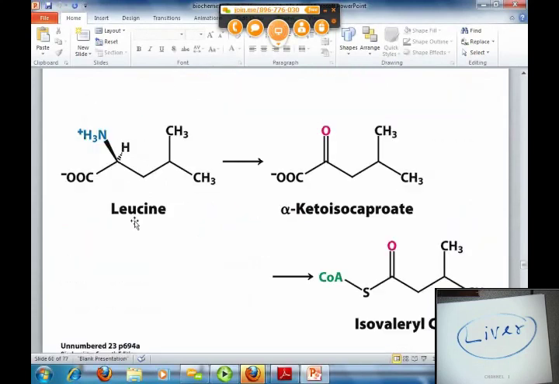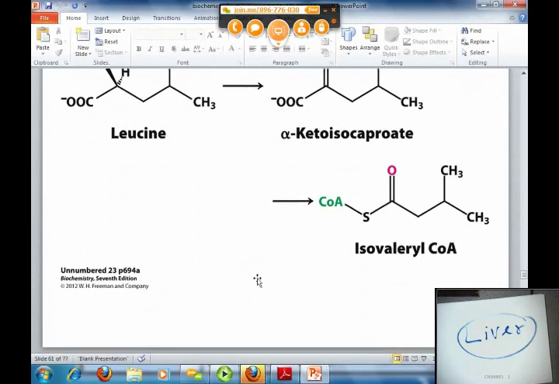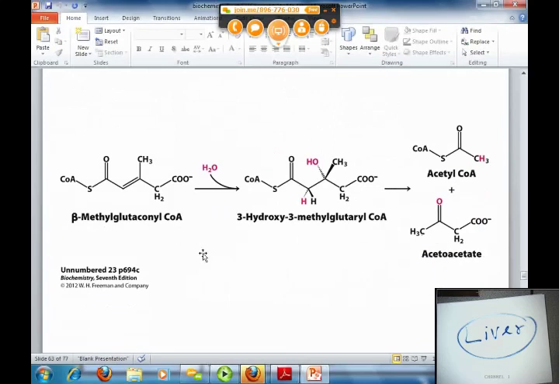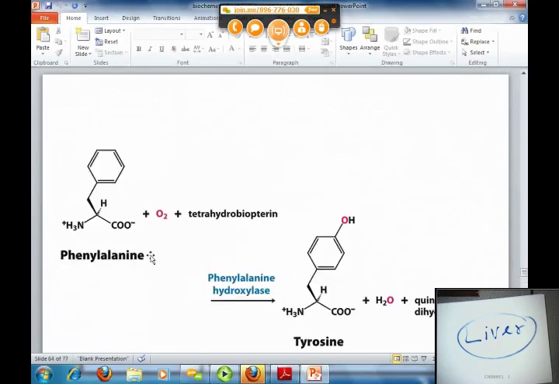Okay. What is the fate of leucine? Then you have to write isovaleryl CoA. These are the steps you have to write in your exam. Okay. Now beta-methylcrotonyl CoA, acetoacetyl CoA.